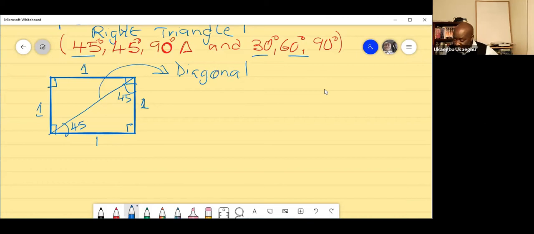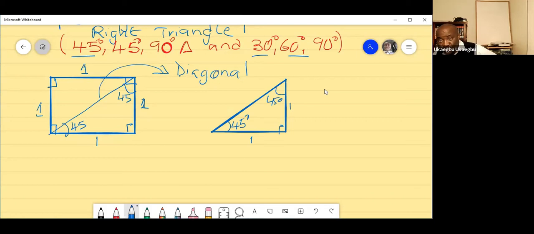If you want, you can separate and remove one triangle out of it and just redraw it. So you have 45 degrees here, you have also 45 degrees, and you have 90, making it 180. This is still 1, and this is still 1. Now our goal is to determine the length of the diagonal.